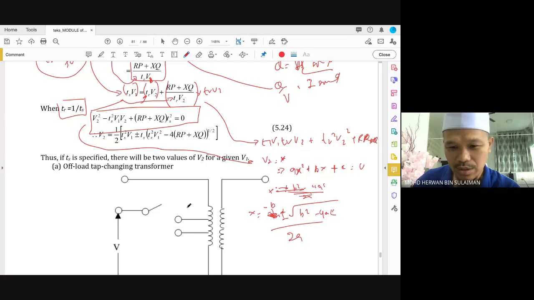So here you can see your a is 1. Your b is this value, negative. Your c is this one. Okay, your a is 1. So that's why you get V2 equals to half. Negative b, negative becomes positive, TS square V1, plus minus b square minus 4ac, right? So it has a square root.